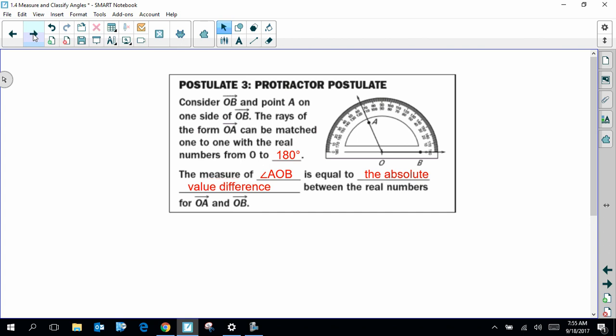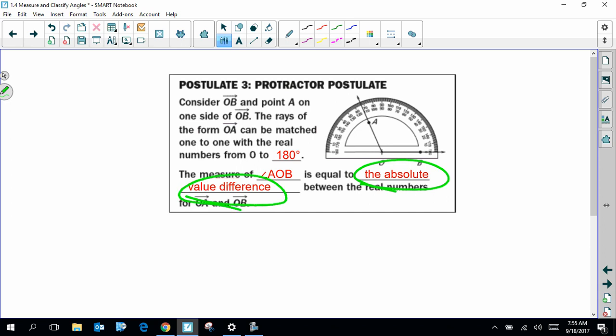So here, what you're seeing when we measure angles on our protractors, again, we're talking about the absolute value difference, just like what we did with our ruler postulate. So for instance, if I had another ray that came up this way, and let's call this point Z, if I wanted to know what that angle is going to be, I can take the values for each ray and subtract them and take the absolute value difference and find the measure of the angle that way.